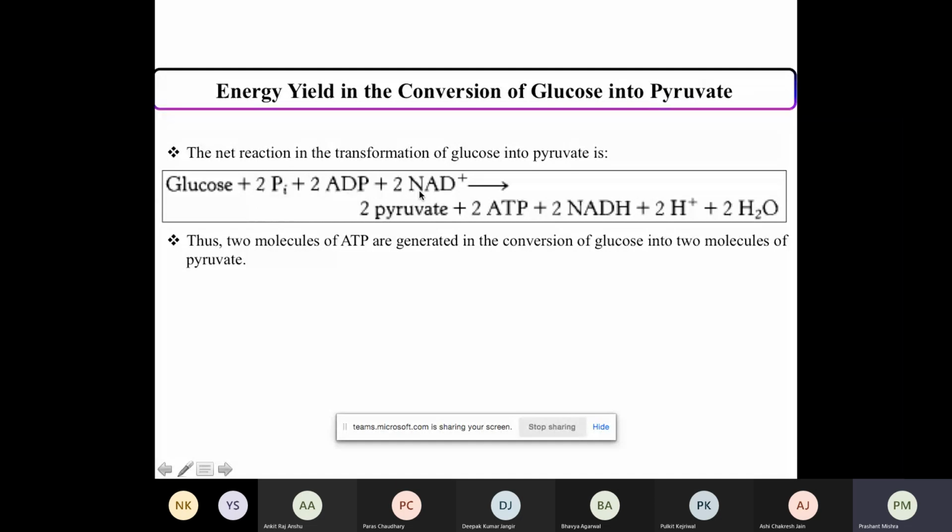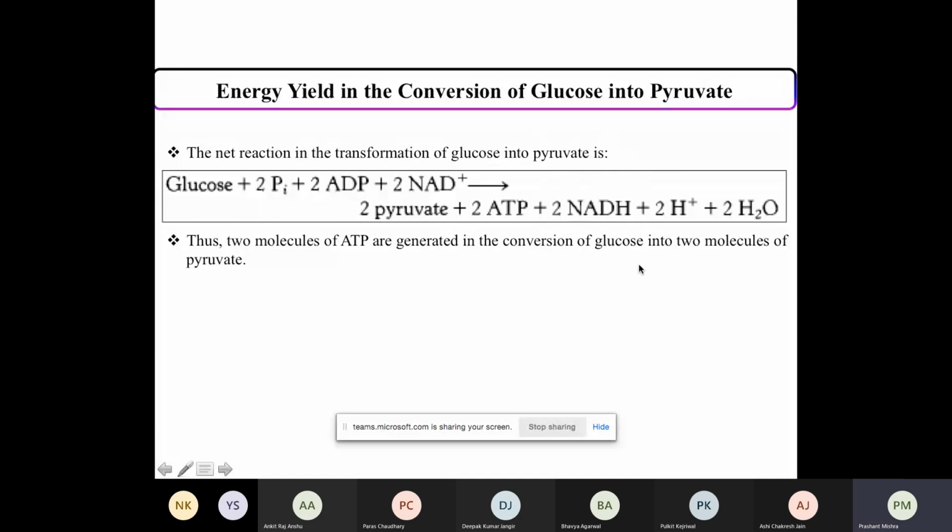Once you have 2 NAD plus, they are going to form 2 NADH. When you have 2 ADP molecules, they are going to be phosphorylated, making 2 ATP molecules. At the end of the reaction, what you see is that though there are 2 ATP being consumed, there are 4 ATP being produced. So ultimately, the net result is that you get 2 molecules of ATP at the end of glycolysis. What else have you seen? You have also seen that at the end of glycolysis, you get 2 NADH.